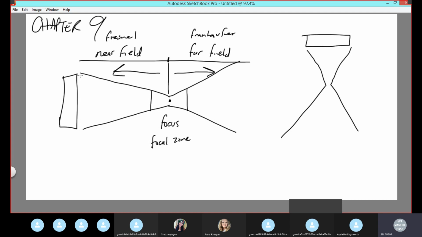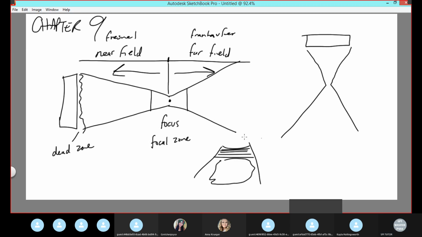And by the way, there's a region right here called the dead zone. The dead zone is the region where you don't see anything. Whenever you're scanning, you notice that you see tissue, tissue, tissue, and then you finally start seeing what you're looking for. That is the dead zone. You cannot see anything there. That's why it's called the dead zone. It's too close to the transducer for it to make out what is there.